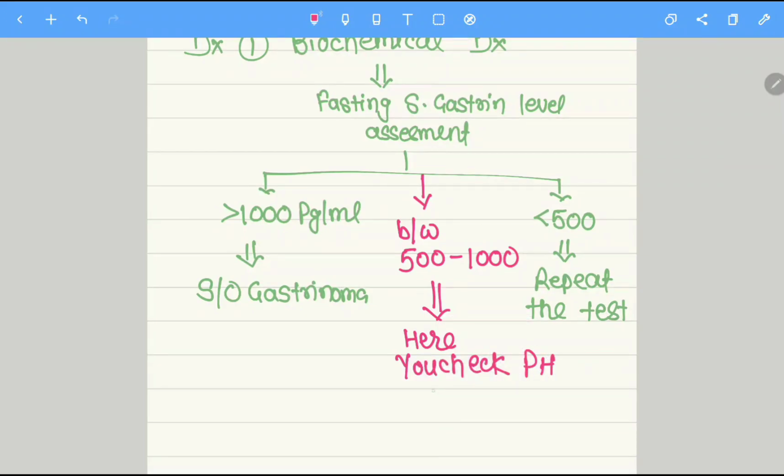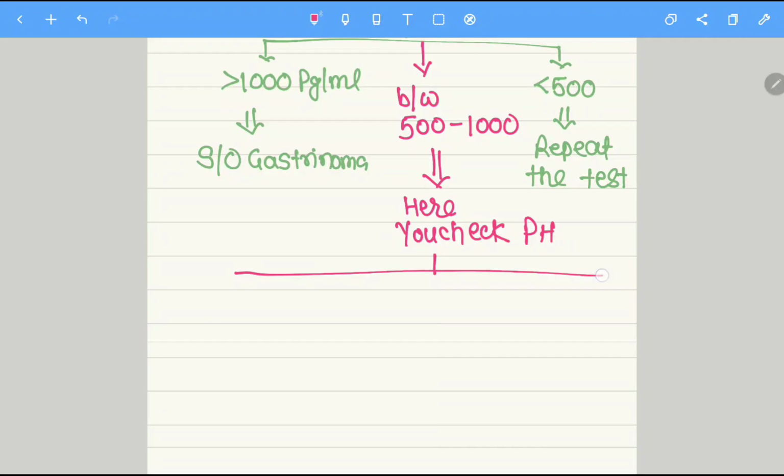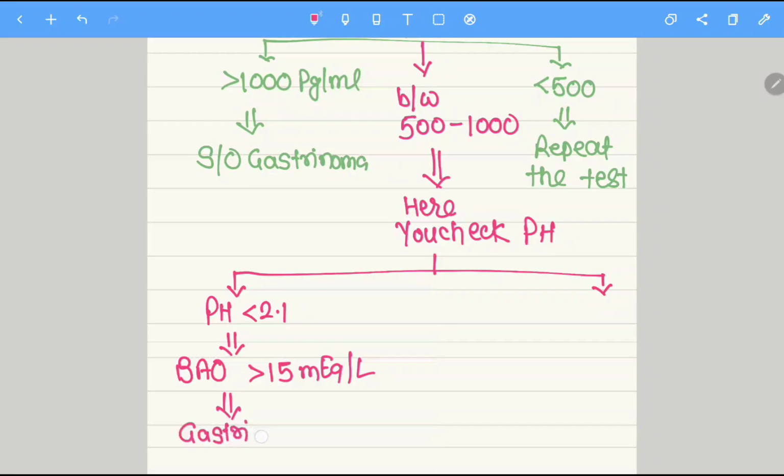the pH of the gastric fluid, right? You will check the pH. So what will you get to know with this pH? Acid output, acid secretion, acid content of the stomach, right? If the pH is less than 2.1, it means there is a very high acid content, basal acid output greater than 15 milliequivalent per liter, right? Gastrinoma confirmed. If pH is greater than 2, sorry, it's not 2, it's 3, greater than 3, gastrinoma ruled out.